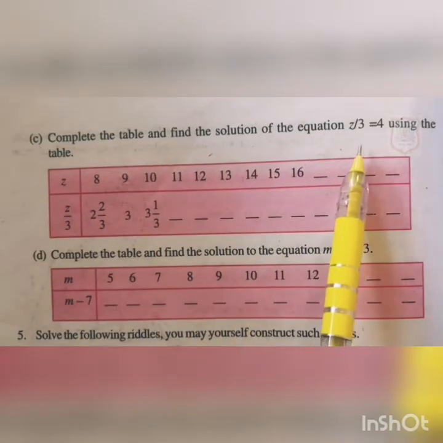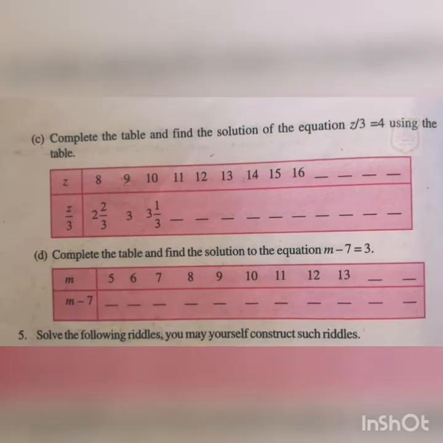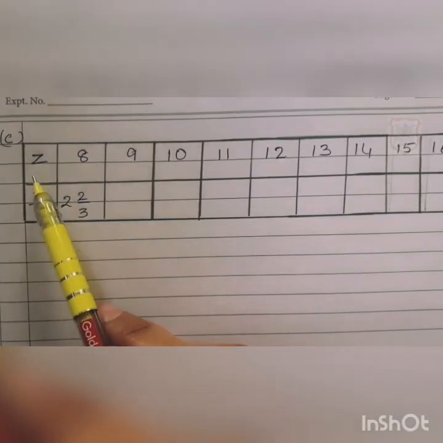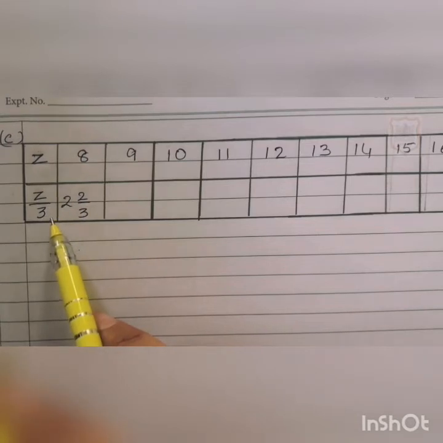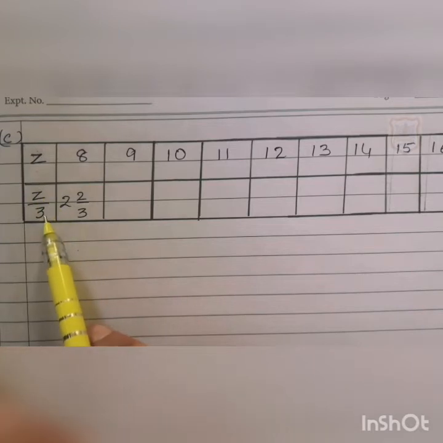Now here the equation is given, z upon 3 is equal to 4, and the values of z are given here. You can see 8, 9, 10, 11, 12, 13, 14, 15, 16 and so on. So we'll put the equation and in place of z, we'll use these values and we'll find out the answers. Now, we'll prepare a box like this. Here we have written z, the values of z and z upon 3. Now when the value of z is 8, we'll write 8 upon 3.